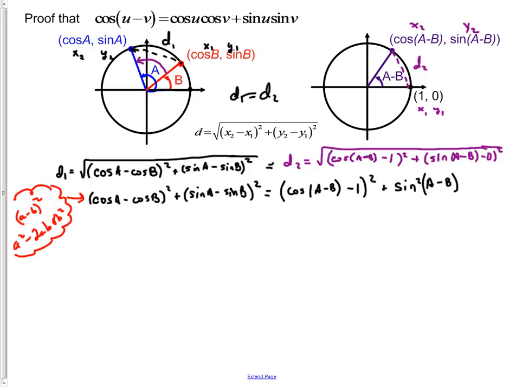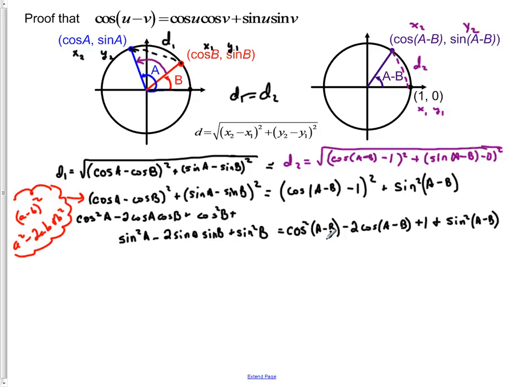So let's do that right now. So squaring cosine of A minus cosine of B is going to be cosine squared A minus 2 cosine A cosine B plus cosine squared B. And we're going to add that plus sine squared A minus 2 sine A sine B plus sine squared B from this expansion. And we've got one more expansion to do right here, and that's going to be cosine squared A minus B minus 2 cosine of A minus B plus 1, that's our expansion here, plus that extra sine squared A minus B.